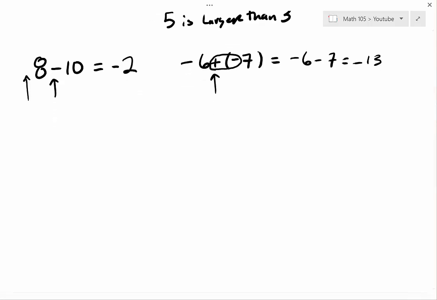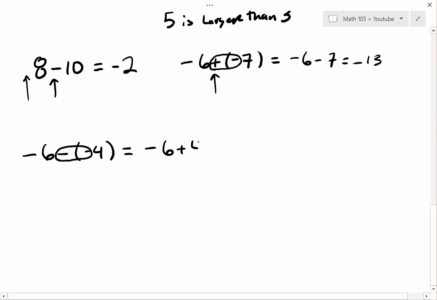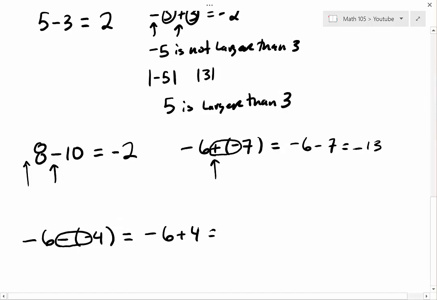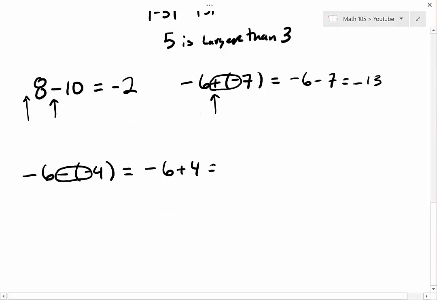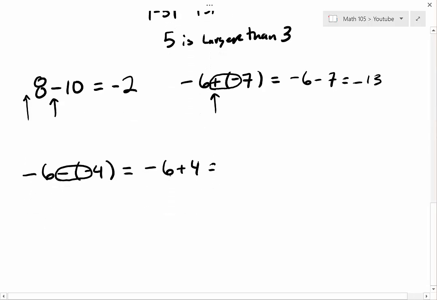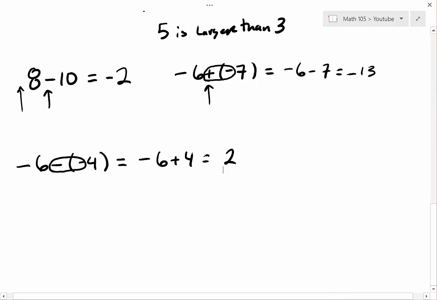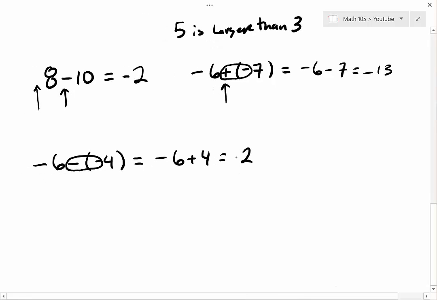Let's do another one. Let's do negative 6 take away negative 4 equals. Again, we've got to get rid of the double sign. Two negatives make a positive, so this is negative 6 plus 4. And now we use the rule. The rule says, when the signs are different, subtract and keep the sign of the larger one. So we're going to subtract. 6 take away 4 is going to be 2, and then we keep the sign of the larger number. In this case, it's going to be negative.